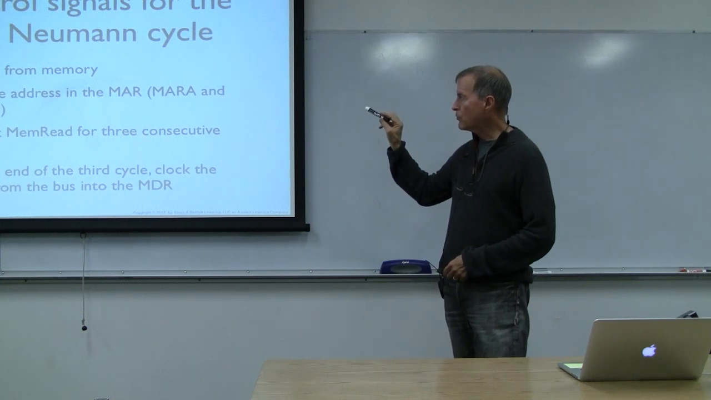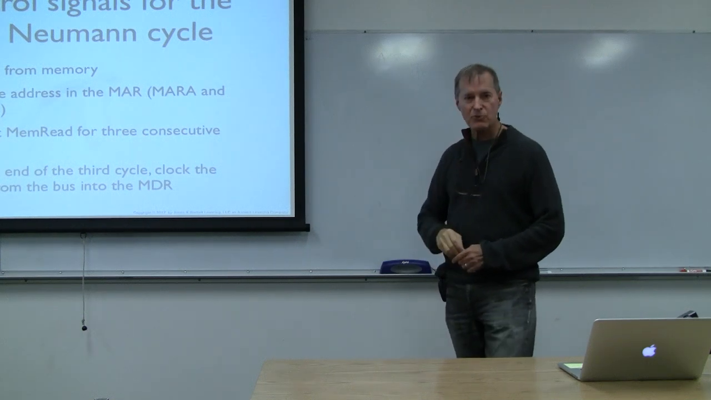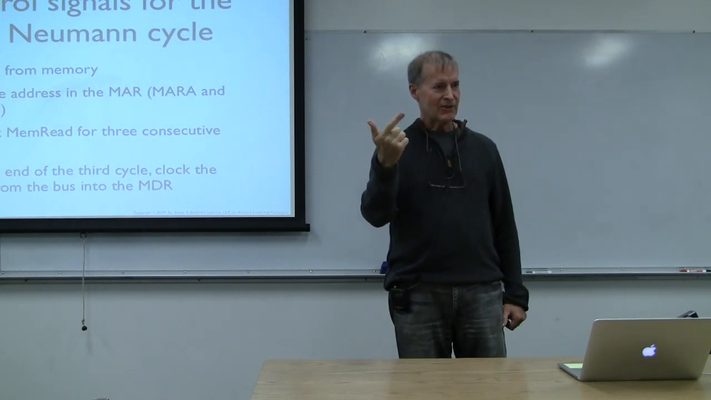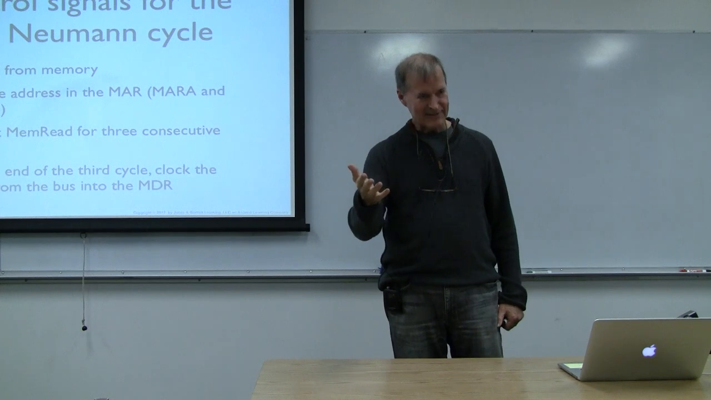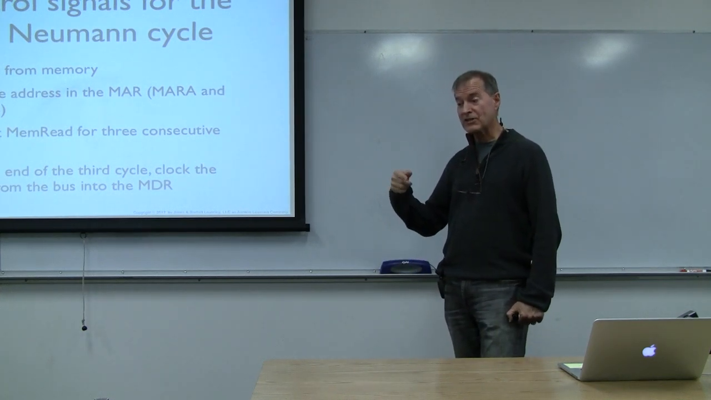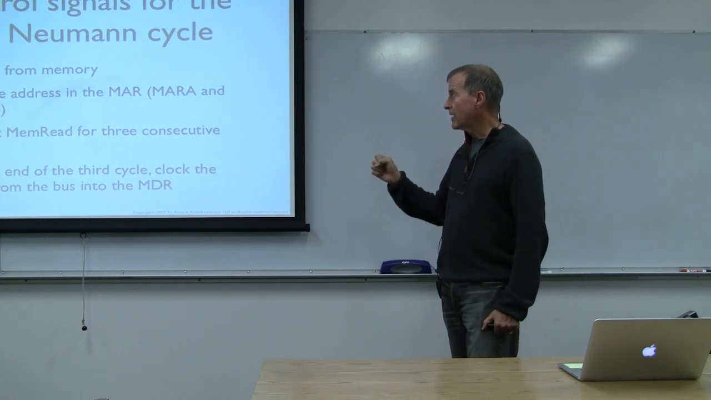So we reviewed what the von Neumann cycle is, and what are the steps of the von Neumann cycle? Fetch, decode, increment, execute, repeat, right? And so now we're seeing that at the microcode level, we actually have to do that fetching and incrementing and executing.